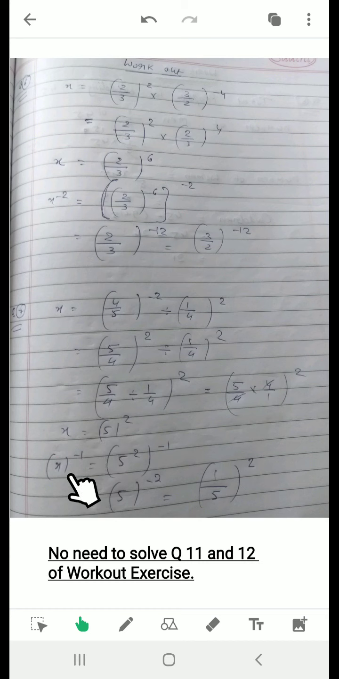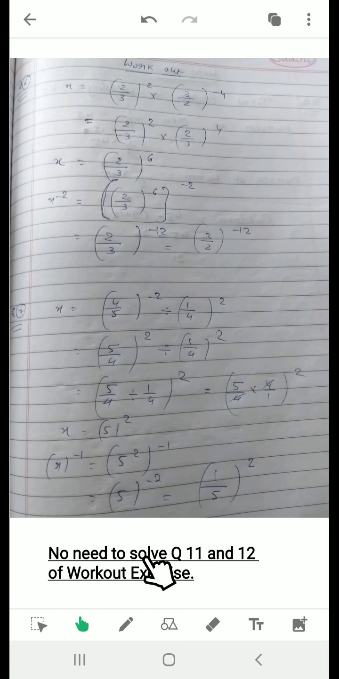Again we need to find the value of x power minus 1. So what is the value of x there? 5 power 2. Put minus 1 there, because we need to find x power minus 1. The value of x is 5 power 2 and put power minus 1. Then 2 multiplied by minus 1 will be minus 2. Convert into positive, then 1/5^2.